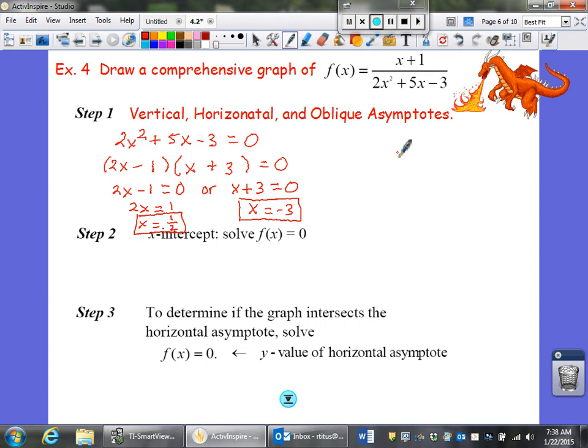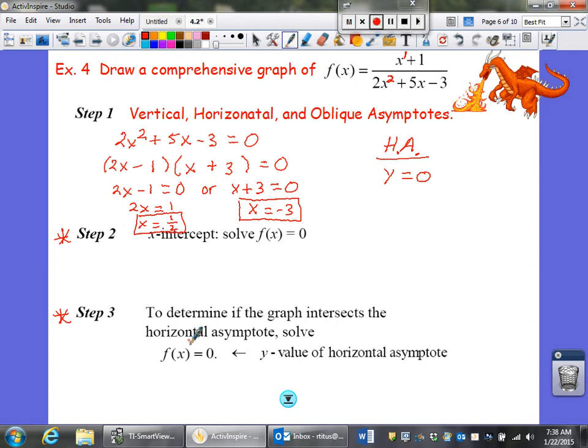To do your horizontal or oblique, you have to look at your degrees. The degree of the numerator is 1 and the degree of the denominator is 2. Since the degree of the numerator is less than the degree of the denominator, we have learned that the horizontal asymptote for this particular question is automatically y equals 0. Now these two steps right here are a little bit not mandatory.